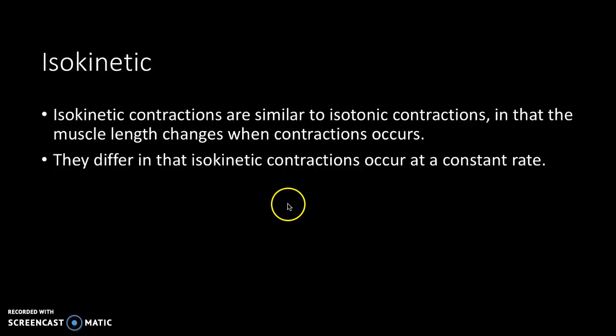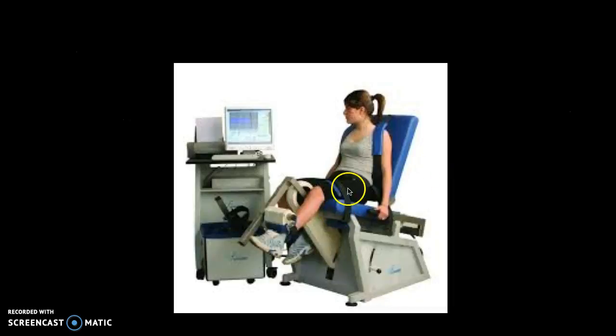And then the last type of contraction is isokinetic contractions. These contractions are similar to isotonic contractions because the muscle length does change when the contraction occurs. However, they are slightly different because isokinetic contractions only occur when the movement occurs at a constant rate. And so this is the machine that you'd have to use to have an isokinetic contraction.